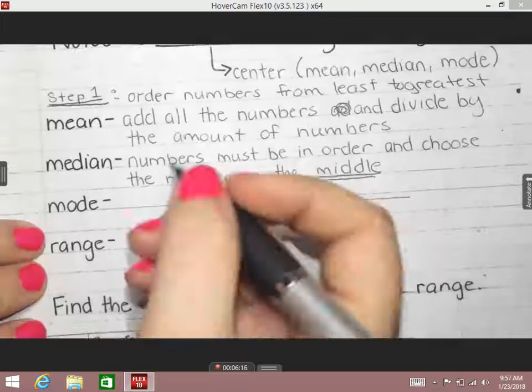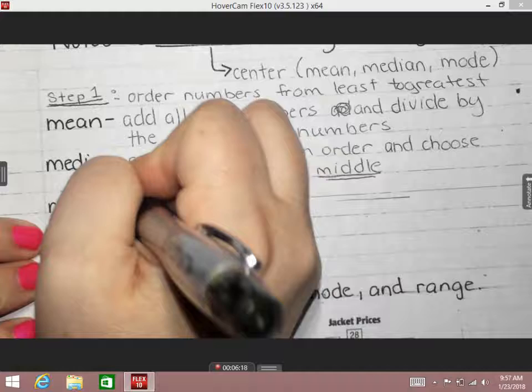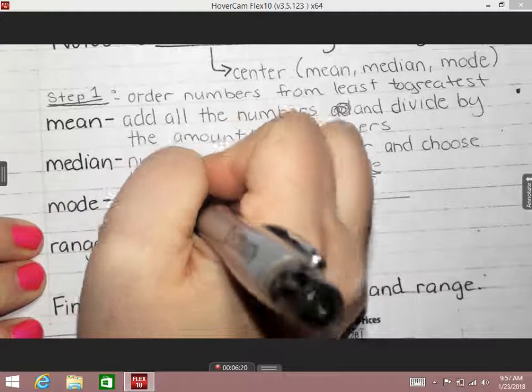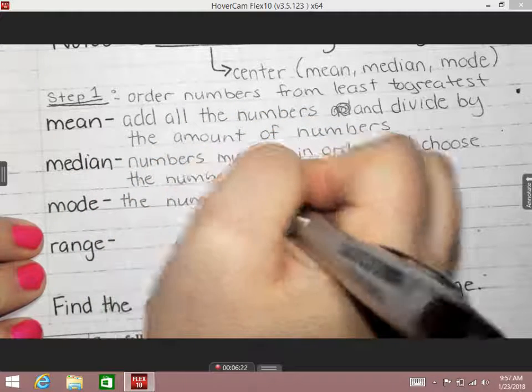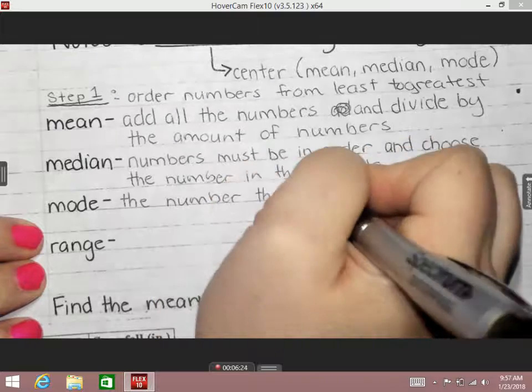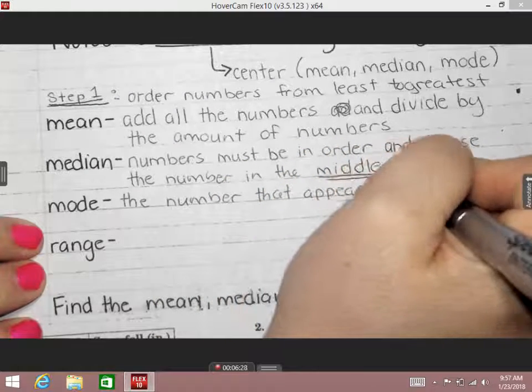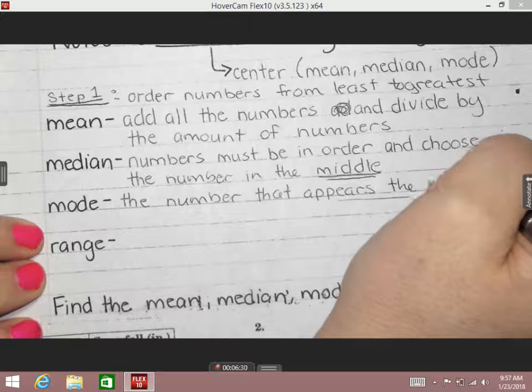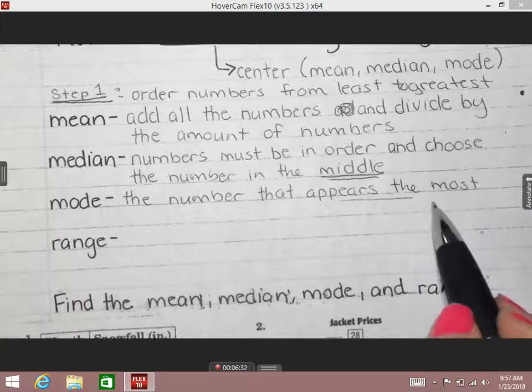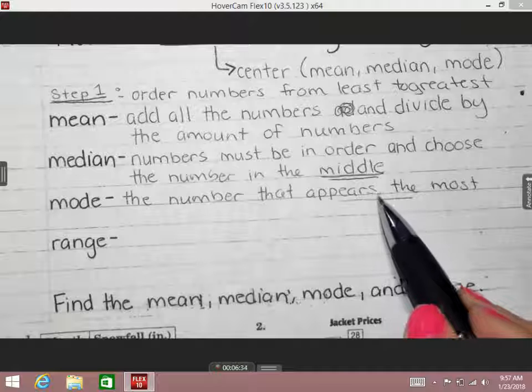The mode is the easiest. The mode's our favorite. The mode is just the number that appears the most. Does that mean that it's the highest number? No, it's the one that happens more than the others.